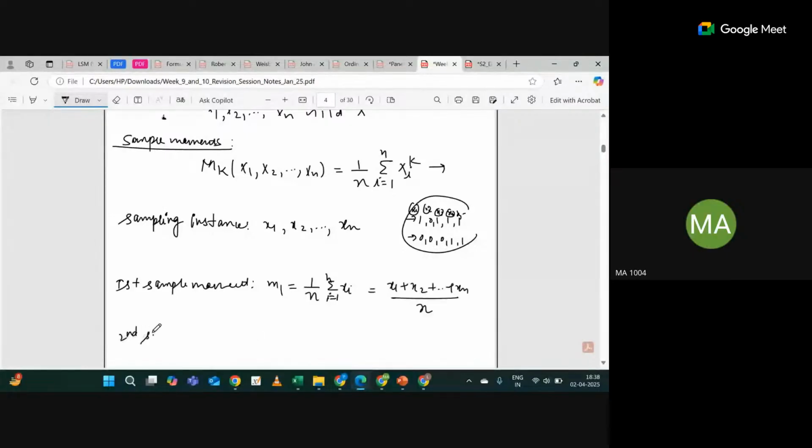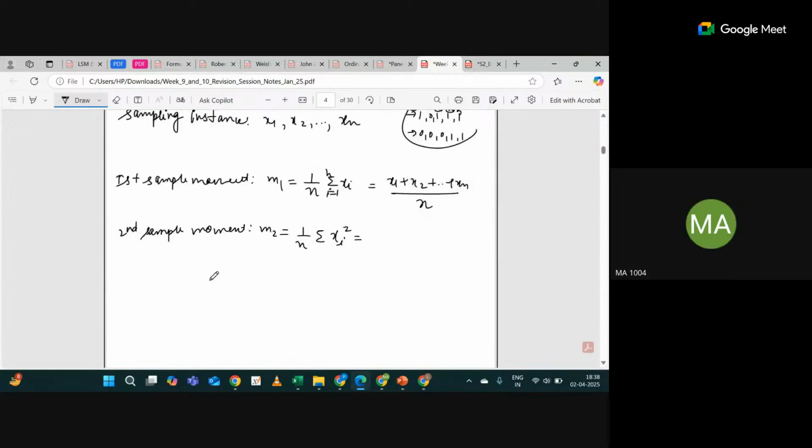And the second sample moment is defined as m2 is equal to 1 upon n summation xi square. Correct? Yes, sir. The third sample moment will be m3 is equal to 1 upon n summation of xi cube. Usually in our stats 2 course, we are dealing with just two parameter families, I mean, distributions which have one parameter or two parameters.